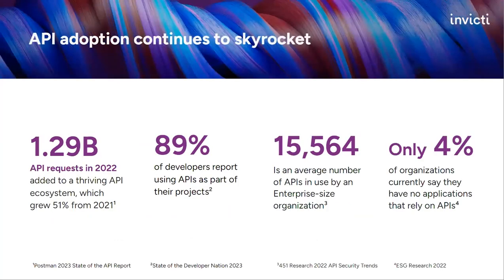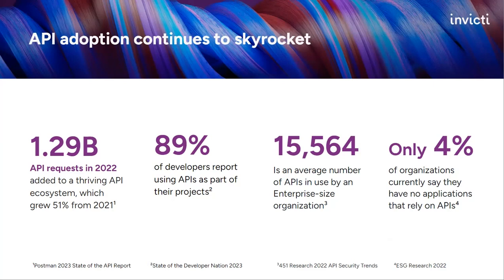And here are some stats to show the adoption around APIs. And these are some pretty impressive statistics, actually. So the first one here on the left, 1.3 billion in API requests noted in 2022. And that's over a 50% increase from the prior year. Almost 90% of developers report using APIs as part of their projects. Interestingly, the average number of APIs used by an enterprise across the organization, 15,500. And this last stat here, only 4%.